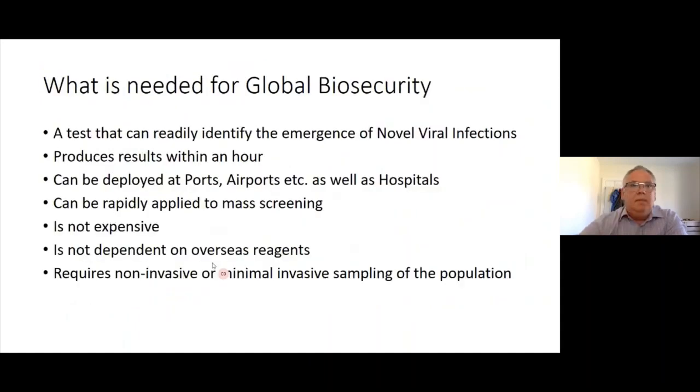Now, what is needed for global biosecurity is a test that can readily identify the emergence of novel viral infections, so not be over specific. We need to be able to produce results within an hour, and a test that can be deployed at ports and airports, as well as our hospitals. We need something that can be rapidly applied to mass screening, so that means it cannot be expensive. We have to have technologies where the running costs are very low if you're going to be screening millions of people. We can't be dependent on very expensive overseas reagents. It's got to be very simple reagents. And on top of my wish list, we've got to have non-invasive, minimally invasive sampling of the population. So it's a big ask of the diagnostic world to come up with all of this.